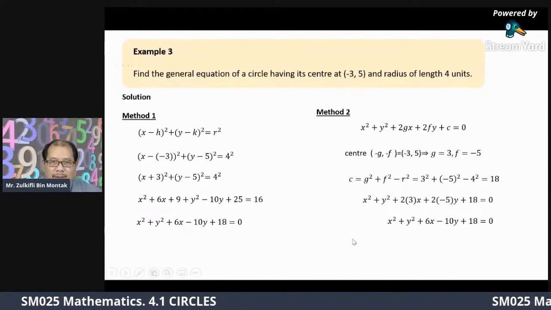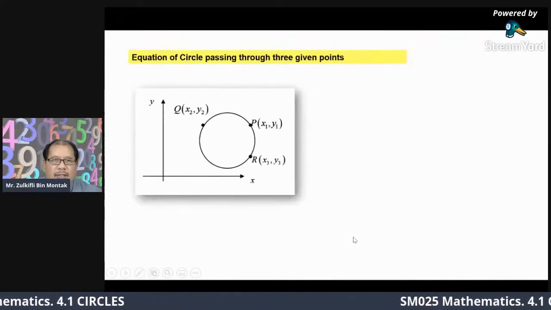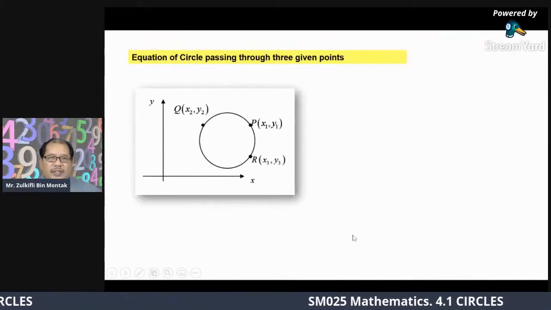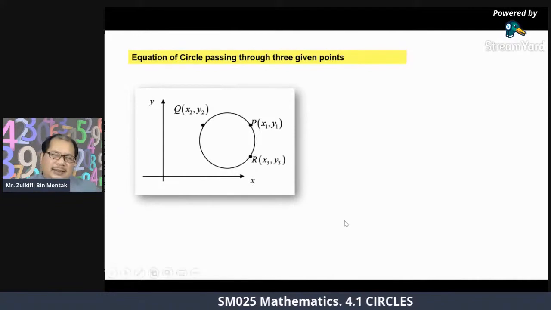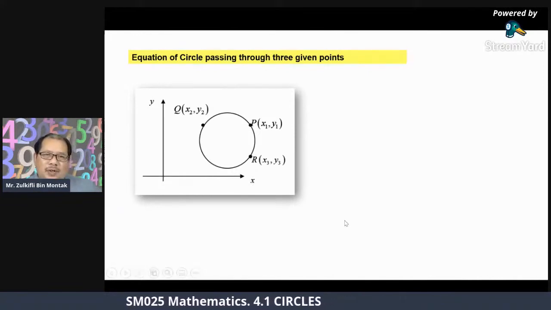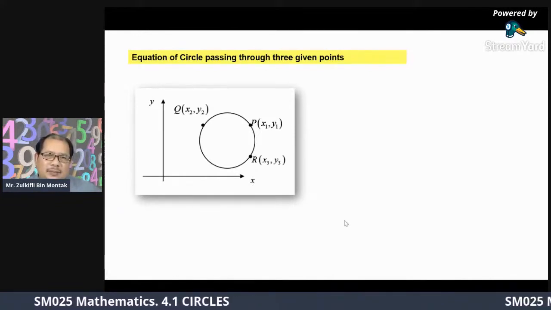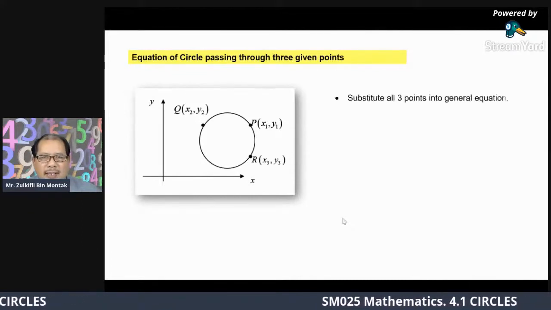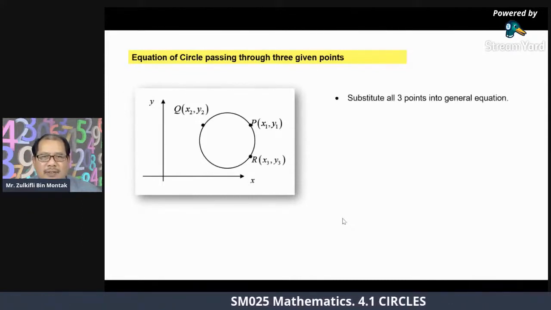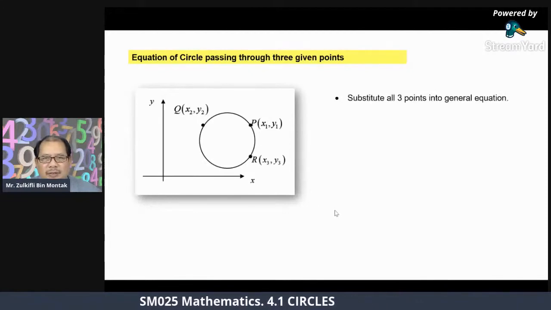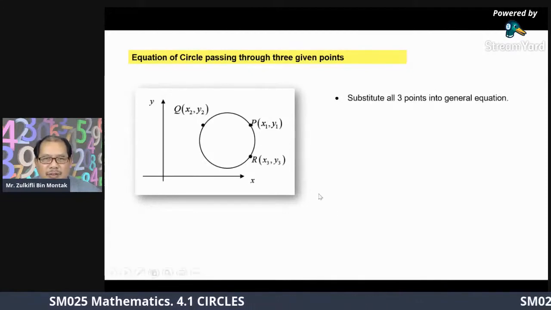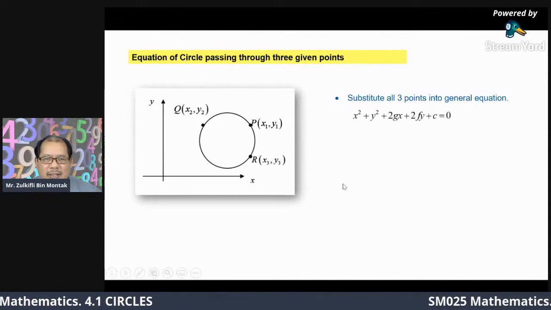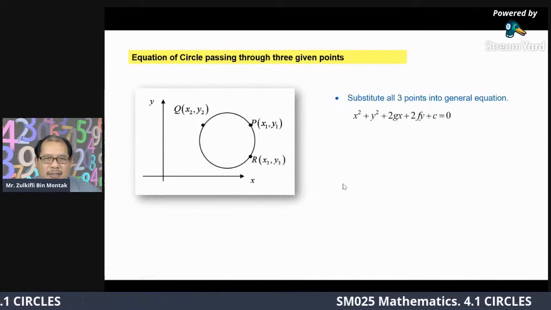Okay, now let's continue. How to find the equation of a circle if the circle passes through 3 points. Let's say the circle passes through P, Q, and R. So this is the idea of how to find the equation. First, we substitute all 3 points into the general solution. This is the general solution. We substitute all these 3 points.